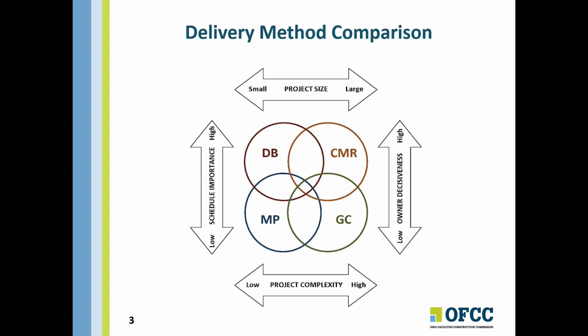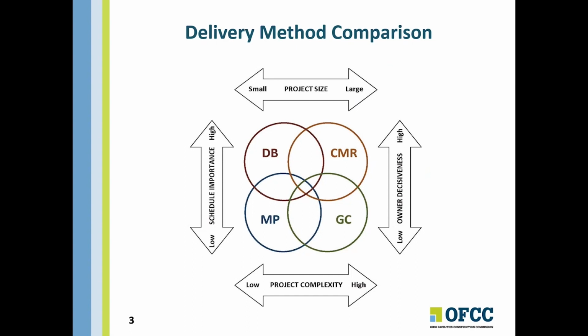fits better for projects that are small in scale, low complexity, do not require fast execution of the work in regards to the schedule, and can better accommodate indecisive owners during the design phase. We will review characteristics, advantages, and disadvantages to help explain why multiple prime is shown here on the diagram.